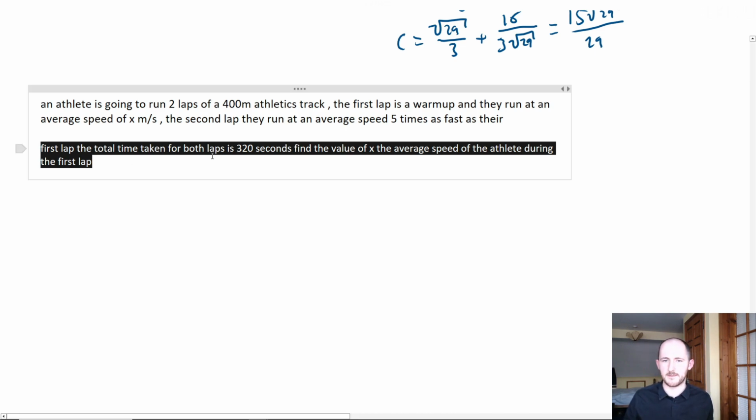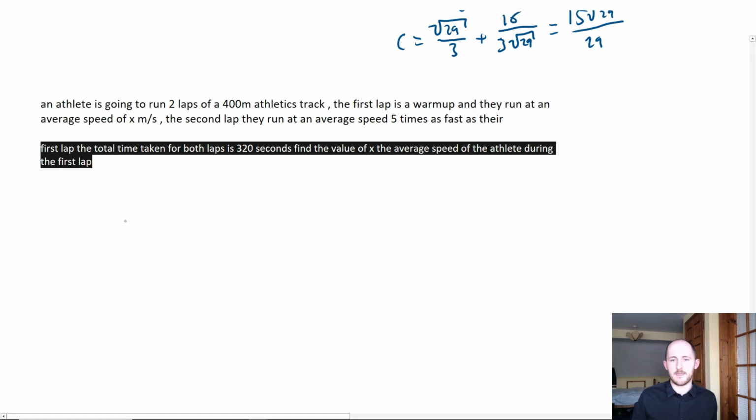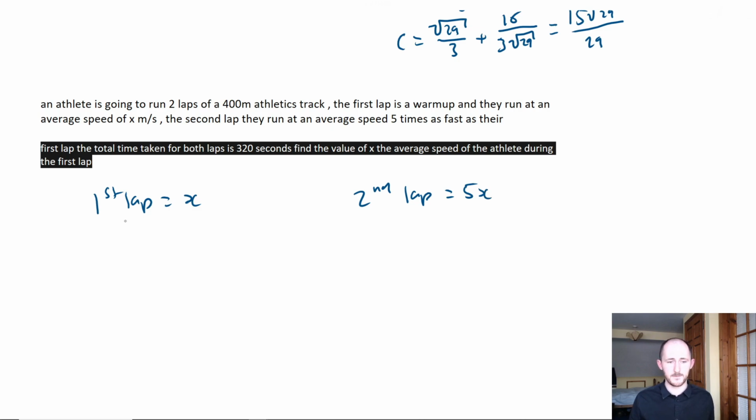Thank you very much. Okay, so here's what I would do. Time taken for both laps. If we have a look at this, right? In the first lap, that's equal to x. And the second lap is equal to 5x, right? No worries, Maya, it's fine.